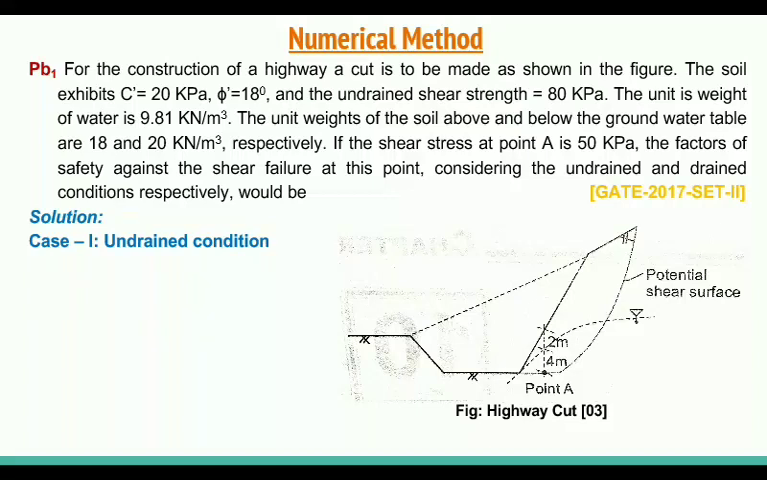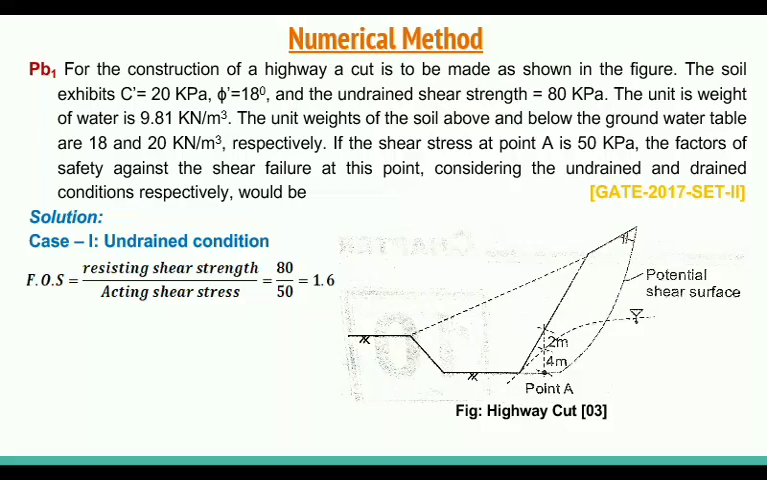In the question you can see the undrained shear strength is given. Shear strength S for undrained condition is given as 80 kilopascal. So for undrained condition we have the S value also, so we can take the ratio. The factor of safety will be equal to the ratio of resisting shear strength, that is S, divided by the actual shear strength, that is tau. So for undrained condition, shear strength is given as 80 and shear stress is given as 50. So we got the factor of safety 1.6.